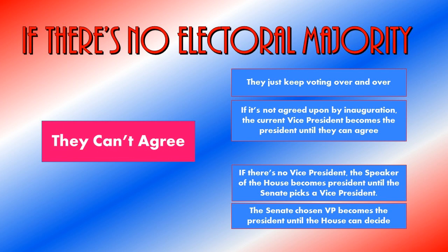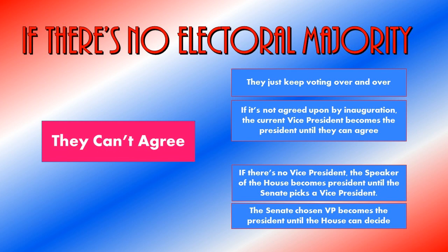The 20th Amendment says the new president must take over on the 3rd Monday in January. So if we get to Inauguration Day and the House has not decided on a president, then the vice president becomes president until the House can decide. So if the Senate had chosen a vice president but the House couldn't figure it out, then the vice president is just going to become president until they can figure it out.